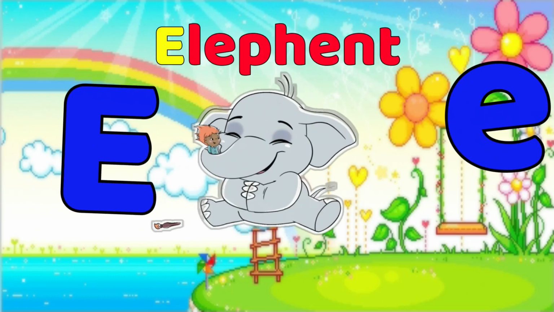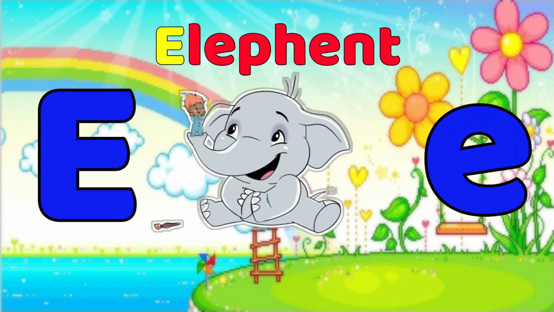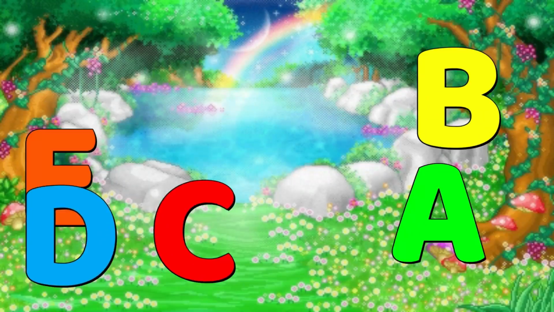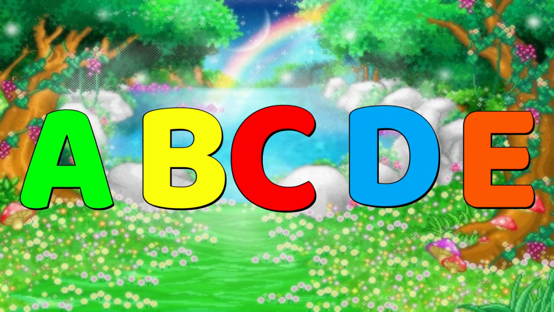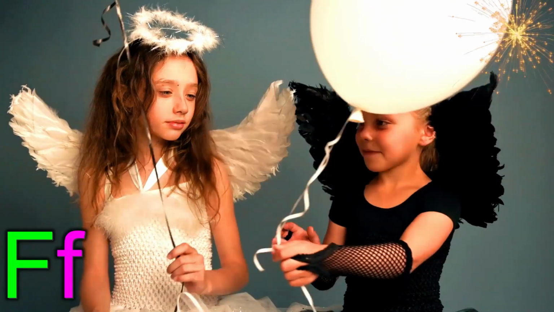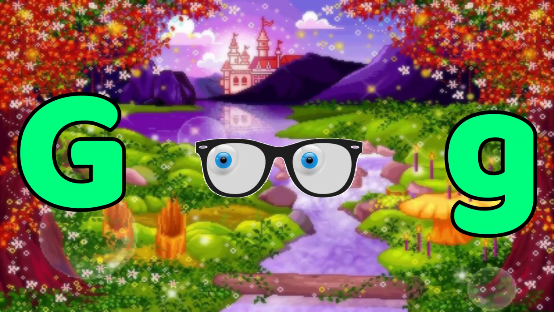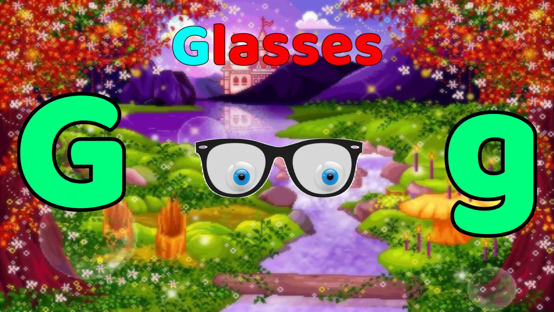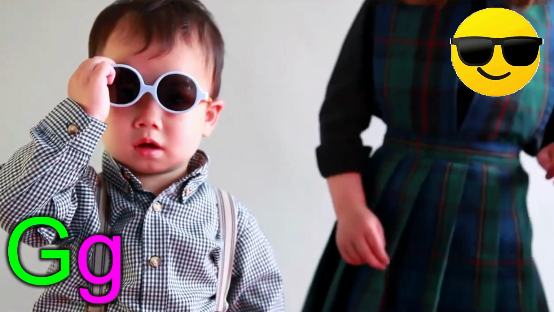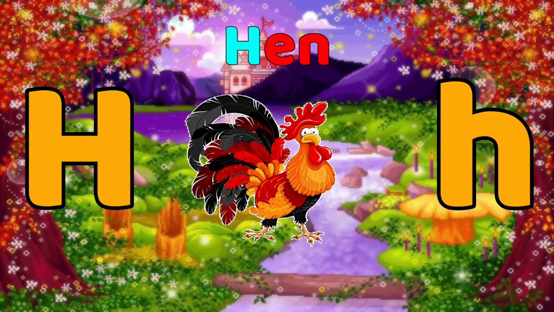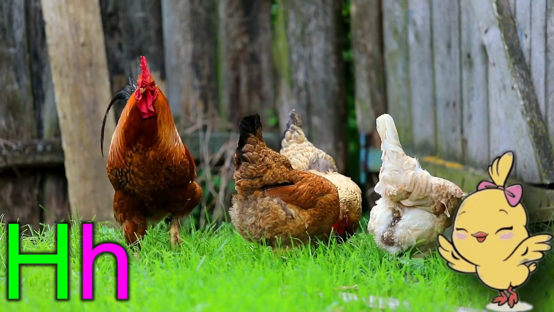E is for elephant, e, e, elephant. F is for fairy, f, fairy. G is for glasses, g, g, glasses. H is for hand, h, hand.